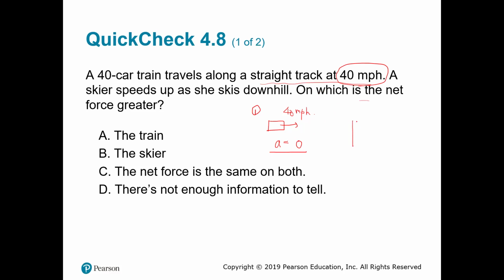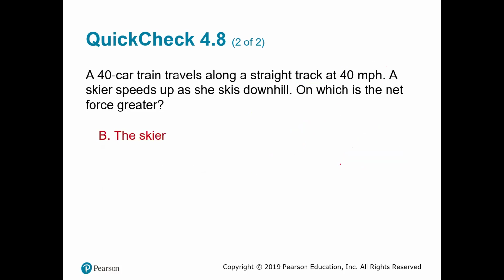But if you have a skier actually traveling along this ramp, right? Then it will speed up, right? So another, very fundamental definition of acceleration is what? Delta V over t, right? So if you have a velocity change, then you have a non-zero acceleration, right? So the answer is the skier.